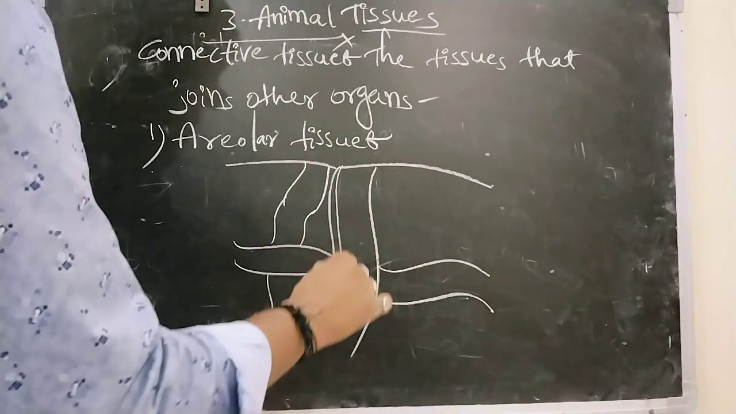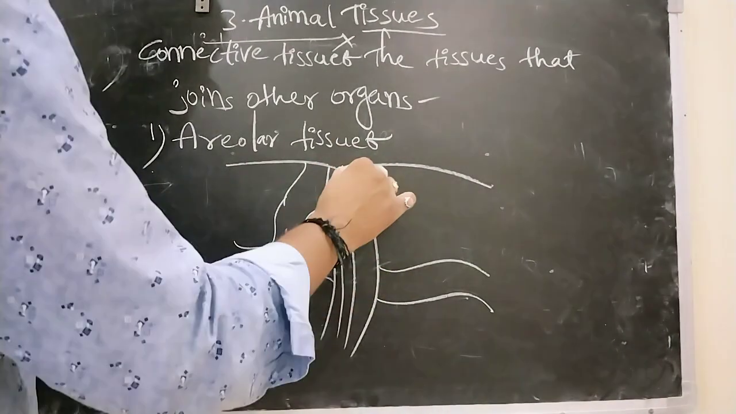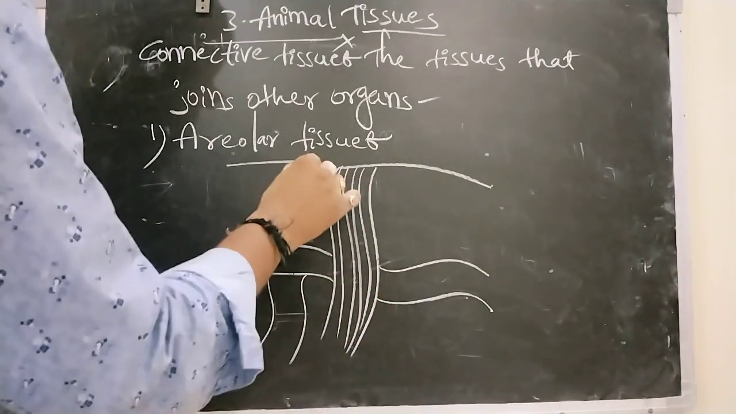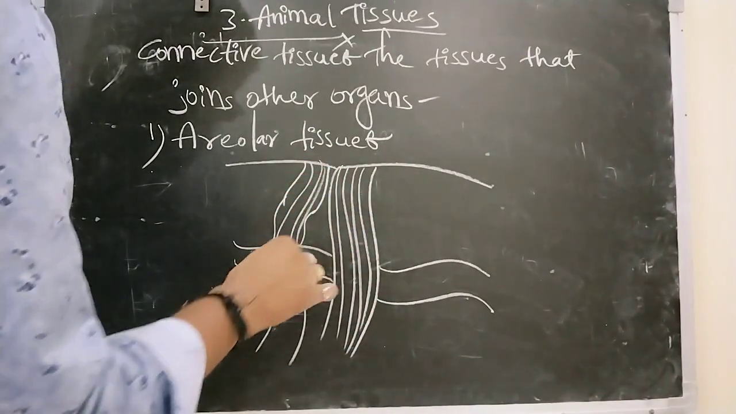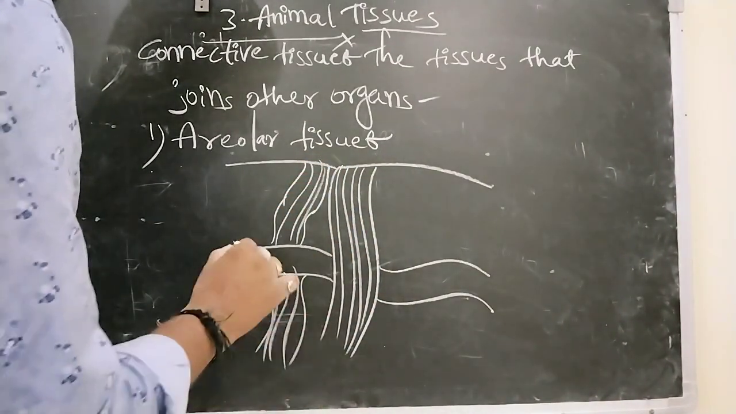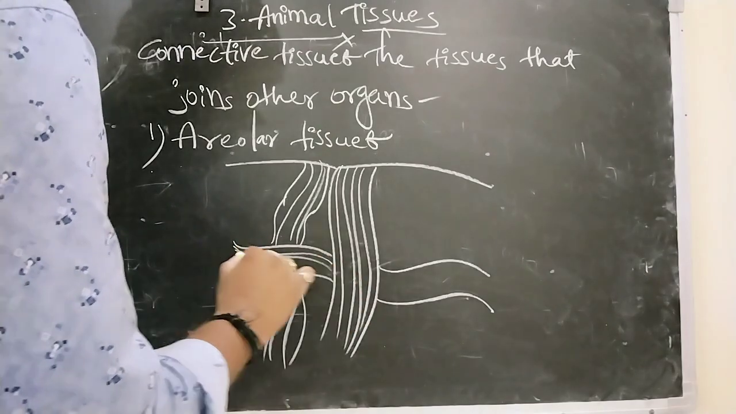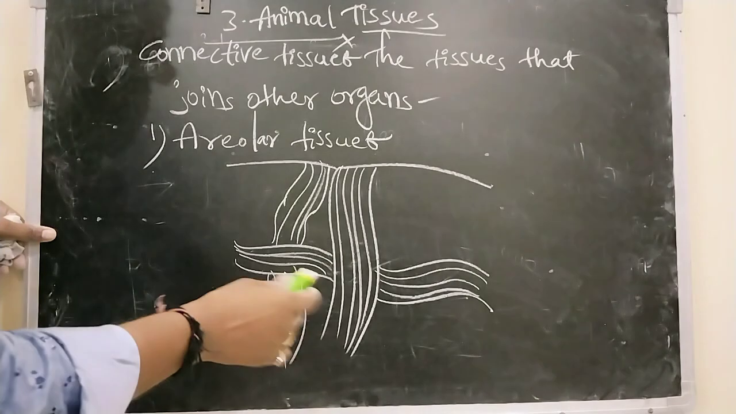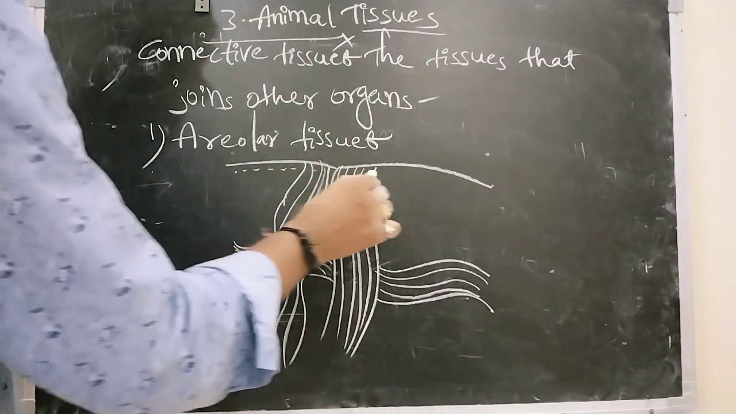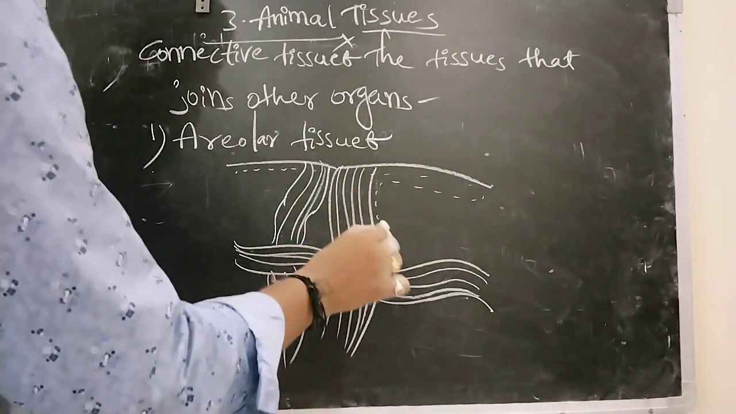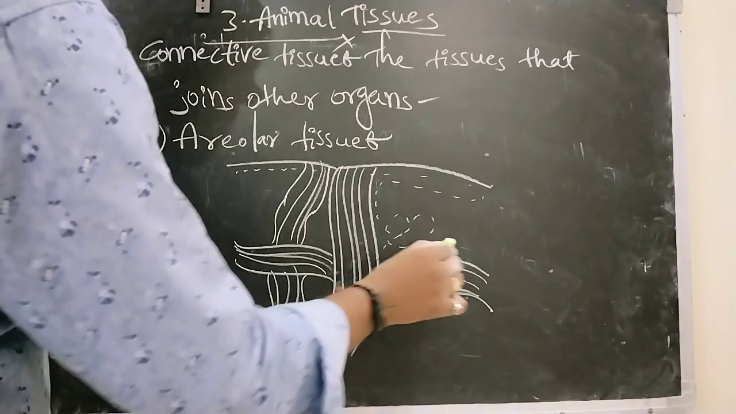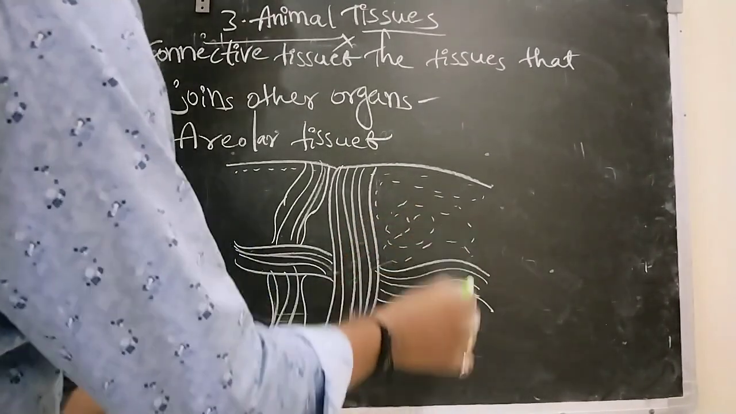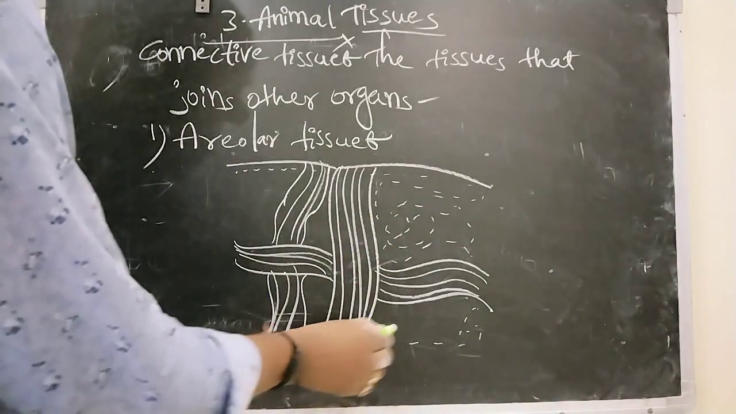Right, there are fibers in the structure. These are the fibers, and here is the cytoplasm in the cells. Cytoplasm is present.